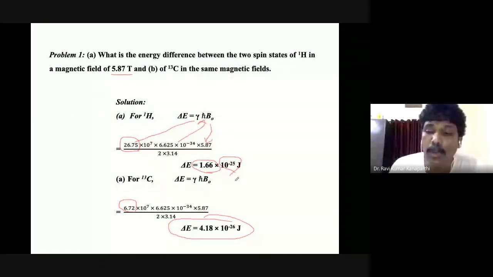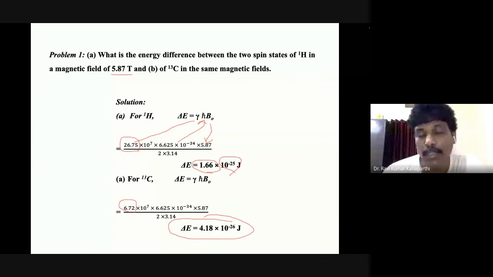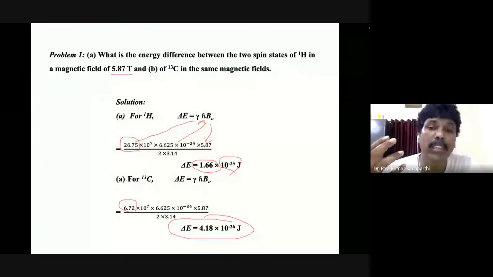That is the reason why the nuclei will try to arrange in both the states, as a result of which it will lead to an equal population distribution between the ground nuclear energy state and the excited energy state. As a result, the technique is going to be insensitive. We will come to that maybe in the next class.